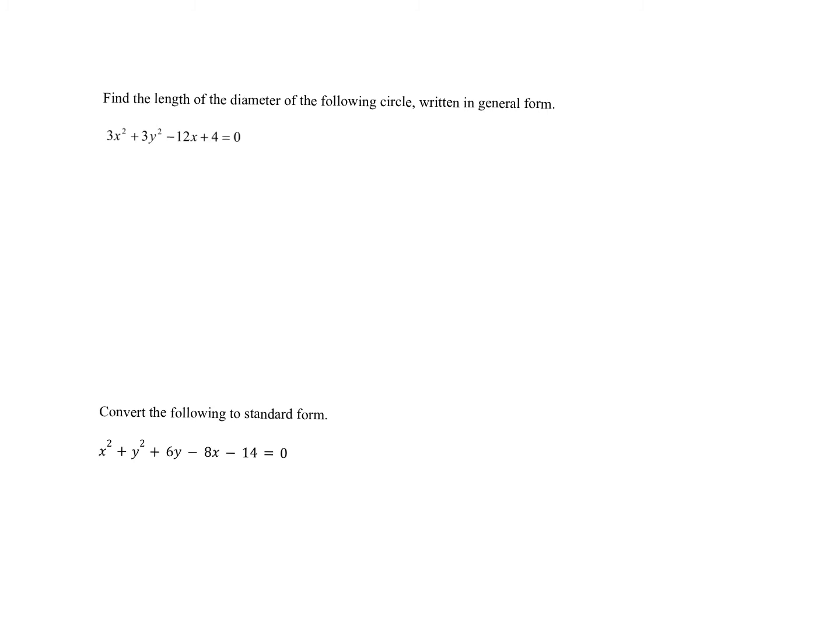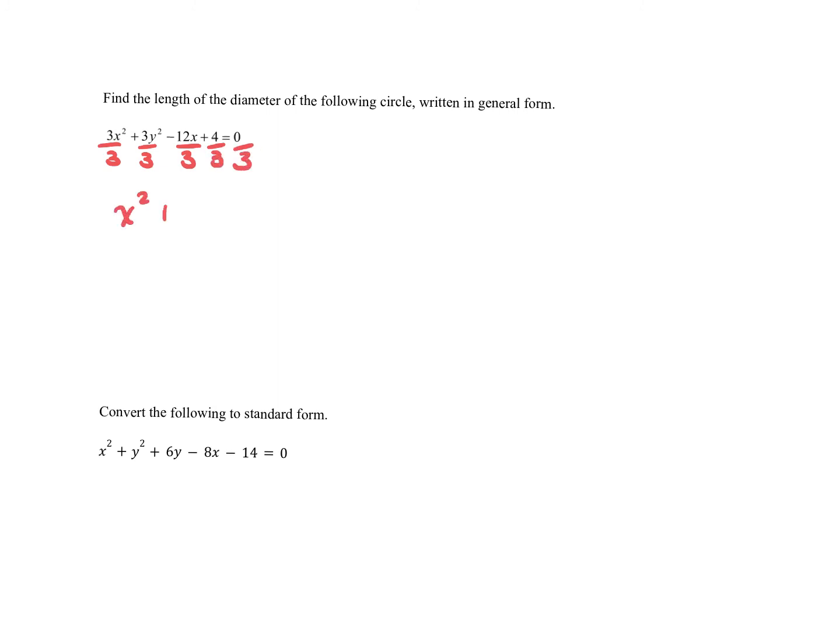All right, so just a couple more to practice doing this general form. So we have 3x squared plus 3y squared minus 12x plus 4 equals 0. Now this is somewhat problematic because for a circle, we have to have just x squared and y squared. We can't have those 3s. It is a circle, because as long as the coefficients are the same, it is a circle, but I'm going to divide everything out by 3.